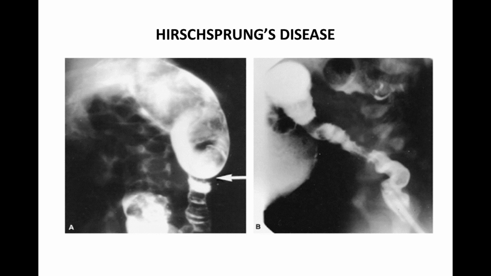In this contrast X-ray, you can see the abrupt line of demarcation, note the arrow in film A, that indicates the problem area. The segment in white above the arrow indicates contrast material of the ganglionic portion of the bowel, and the aganglionic segment is very narrow.